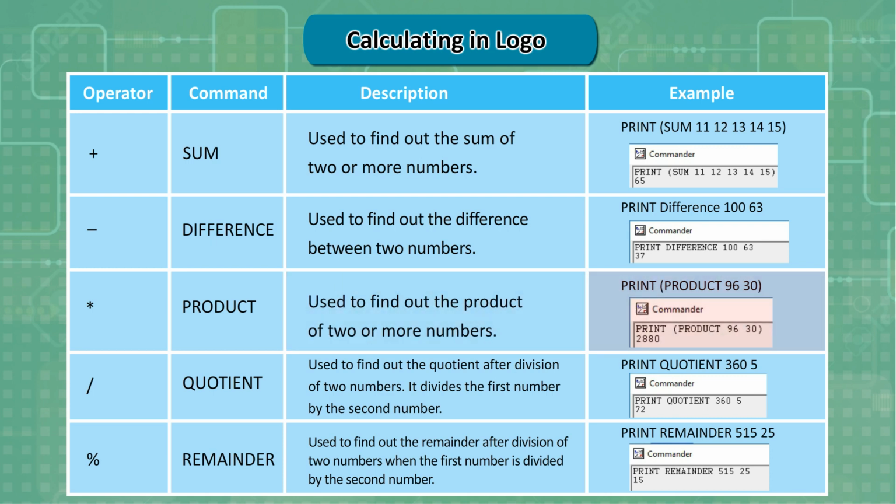Print product 96, 30. Slash. Quotient. Used to find out the quotient after division of two numbers. It divides the first number by the second number. Print quotient 36 5. Percentage. Remainder. Used to find out the remainder after division of two numbers when the first number is divided by the second number. Print remainder 515, 25.